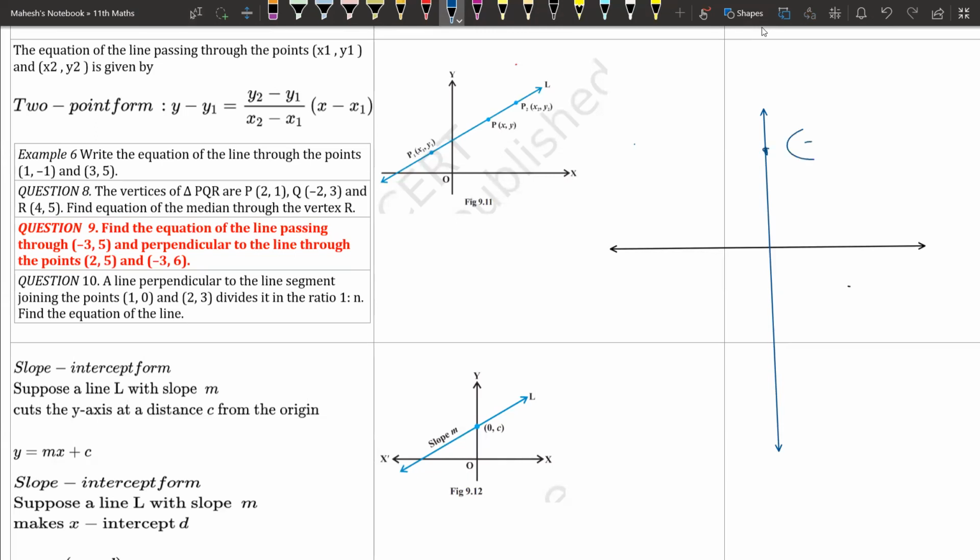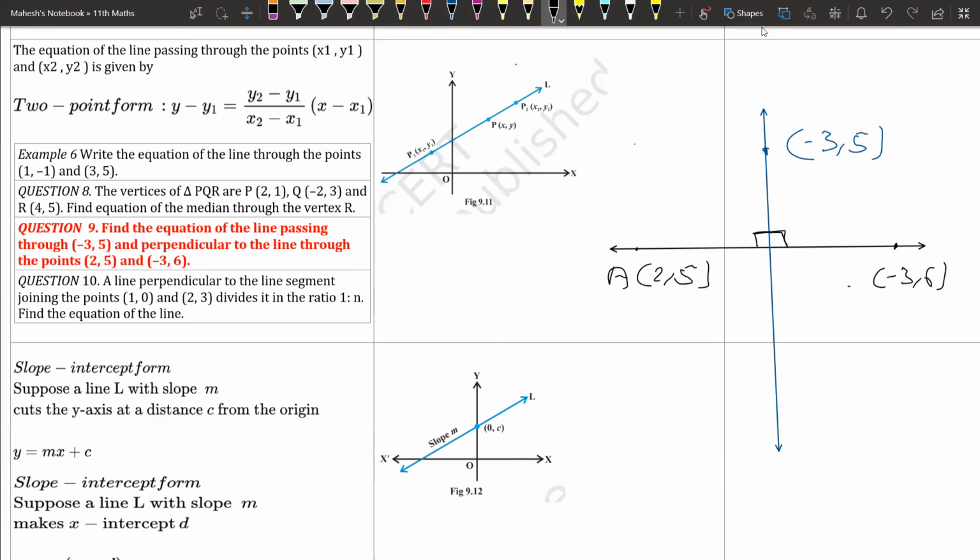So assume we have to find the equation of this blue line, which is passing through a point given as -3, 5, and this line is perpendicular to another line, say the black line here, which is passing through two points. Let's say it is 2, 5 as per the question, and -3, 6. It's only perpendicular, not perpendicular bisector, right? It's just making an angle of 90 degrees.